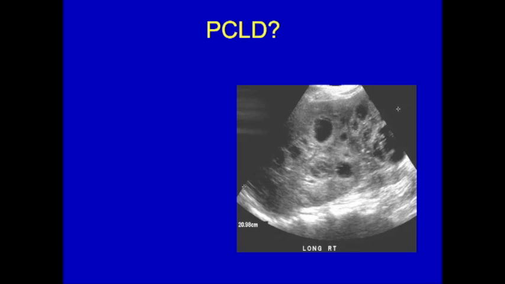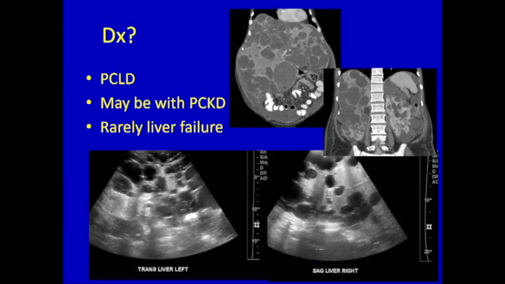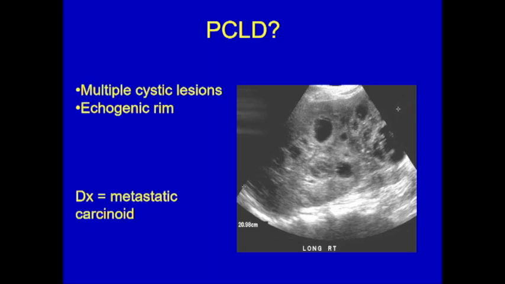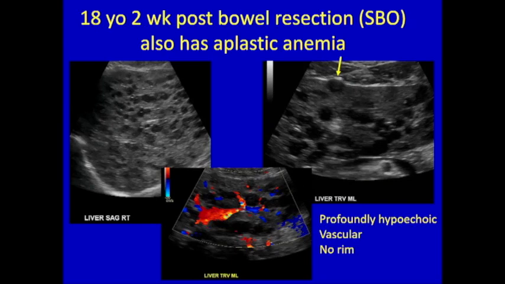How about this one? What's wrong with this for just a polycystic liver disease? Well, look at the margins. These are not tiny, thin-walled cysts. These have thick walls. So once you see thick walls, is it infection or is it tumor? And even if you don't see vascularity, think about tumor. This was metastatic carcinoid.